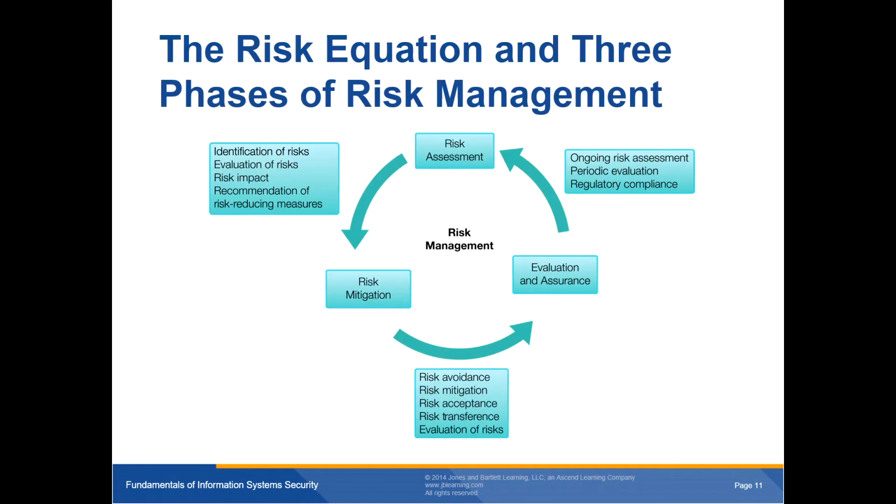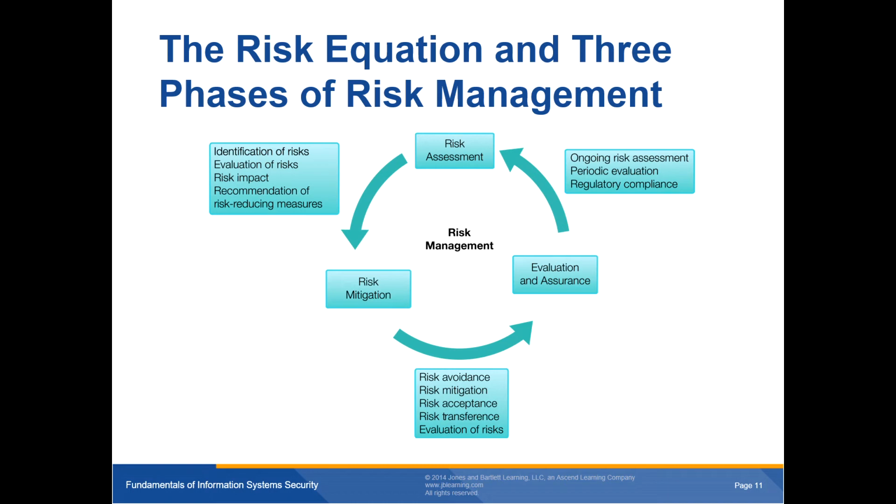The risk equation in 3 phases of risk management. Risk management includes risk assessment, risk mitigation, and risk evaluation and assurance. Note that risk management is a continuous effort. This cycle keeps going around and around. It includes periodic reevaluation of risk and risk assessment in all 3 phases of the risk management effort.